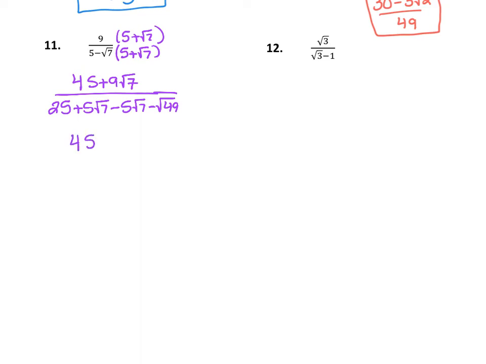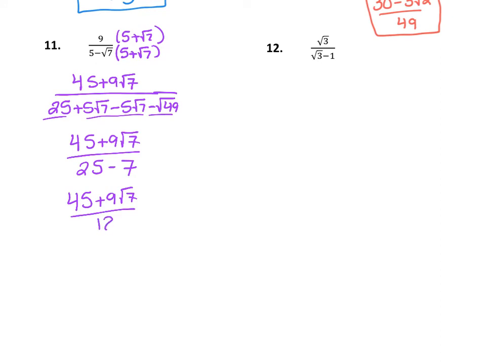On top, I'll have 45 plus 9 square root 7. In the bottom, again, my middle terms subtract. So I'll have 25 minus square root of 49, which is 7. So 45 plus 9 square root 7 all over 18.